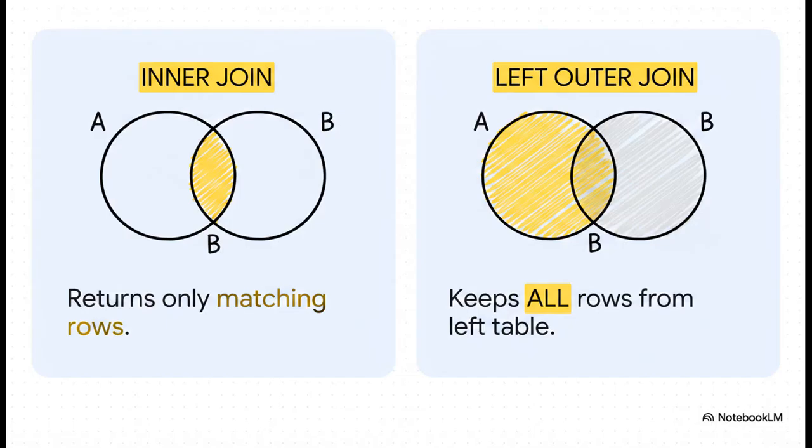This slide gets to the heart of the difference. An inner join is all about finding the perfect matches. It will only give you back rows where an employee from the first table has a matching department in the second table. It's the intersection of the two sets.